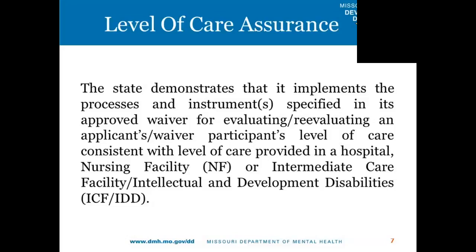The state must prove that each participant in a waiver meets level of care to be in that waiver. To be eligible for any waiver service operated by the state of Missouri, a level of care determination must be made that the participant is at risk of needing intermediate care facility, intellectual and developmental disabilities level of care. The State Medicaid Authority, MoHealthNet Division, and the State Operating Agency, Division of DD, must have final approval on all level of care evaluations.